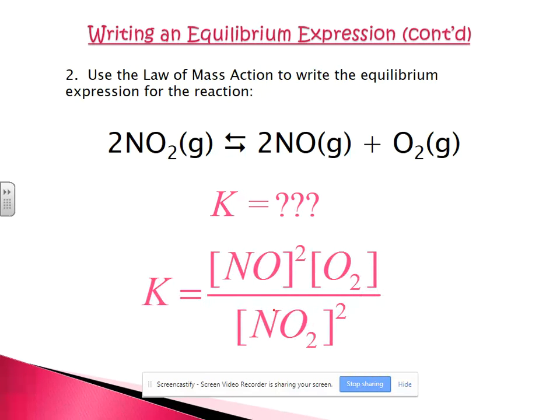If you write it in terms of concentrations, you'll get K is equal to the concentration of the NO squared, because you do products over reactants, so the products always go in the numerator, squared because of the 2, times the oxygen concentration to the first power, because this is understood 1 here, divided by the concentration of NO2 squared, again, because that's your coefficient.